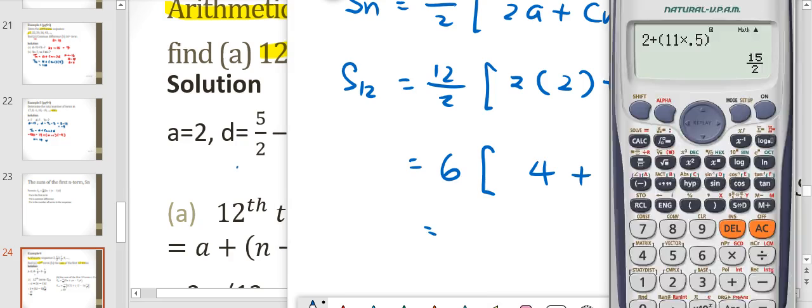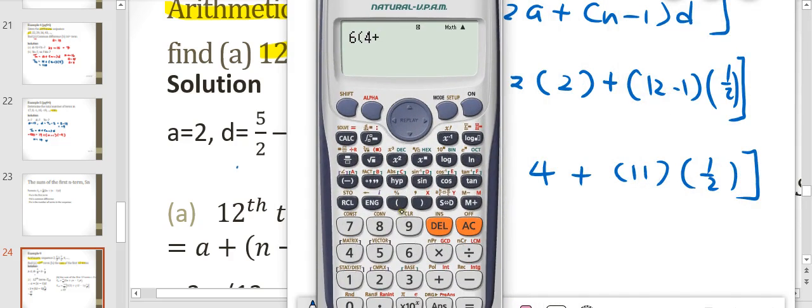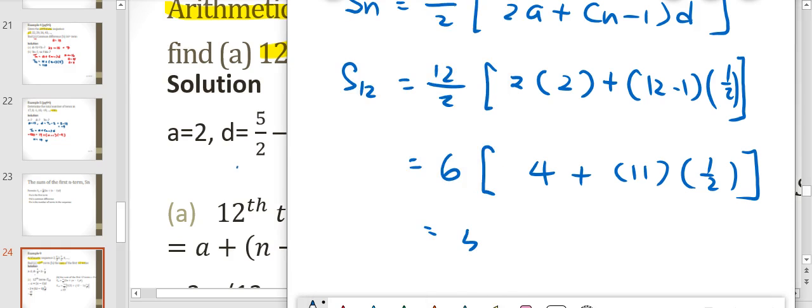Just use your calculator again. 6 multiply with 4 plus 11 times 0.5. So you got 57. Your answer is 57. That's it, just simple. So that's the answer.